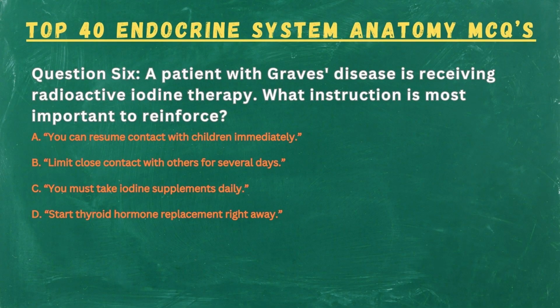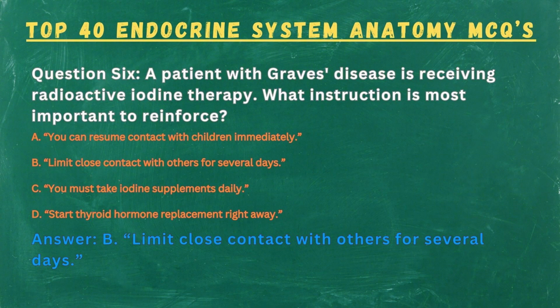Question 6. A patient with Graves' disease is receiving radioactive iodine therapy. What instruction is most important to reinforce? A. You can resume contact with children immediately. B. Limit close contact with others for several days. C. You must take iodine supplements daily. D. Start thyroid hormone replacement right away. Answer. B. Limit close contact with others for several days.